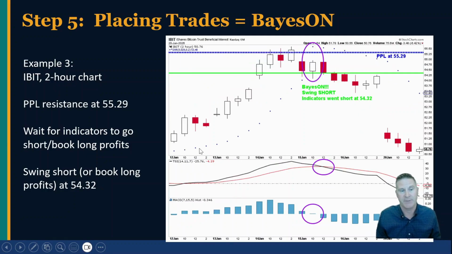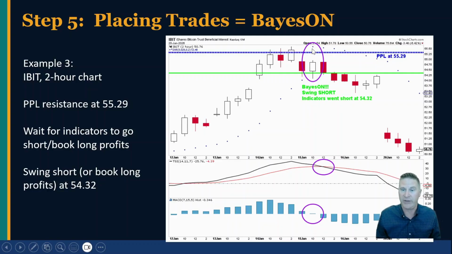Example 3, IBIT 2-hour chart. Again, another resistance example. So let's say that you were already long, and you wanted to flip from a long into a short. So you rode this up on the long side. Looks like a nice profit so far. Then you're going to flip into your short position at the PPL at 55.29.